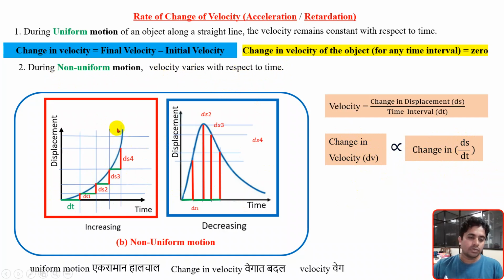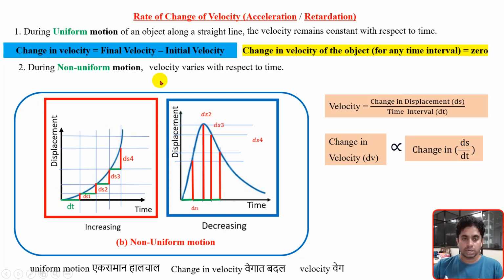One more thing, in uniform motion, we have a straight line which is passing through the origin and the slope of that straight line was constant for any time interval. But here the curve is not a straight line. This curve is a non-linear curve. And here the velocity is varying with respect to time.